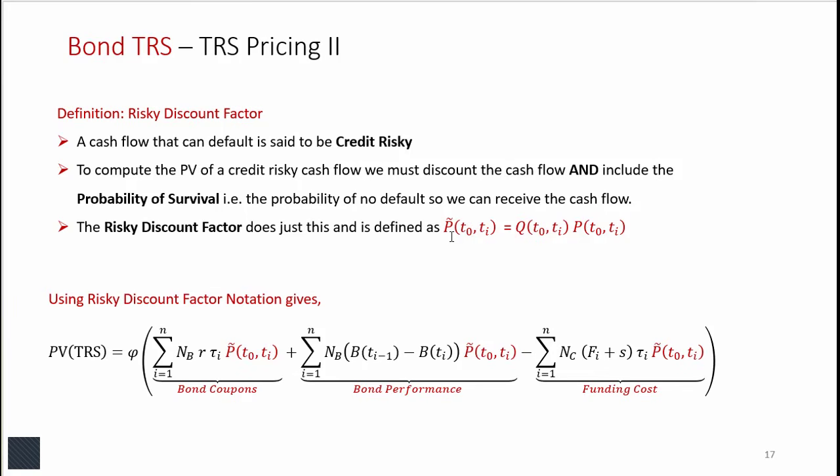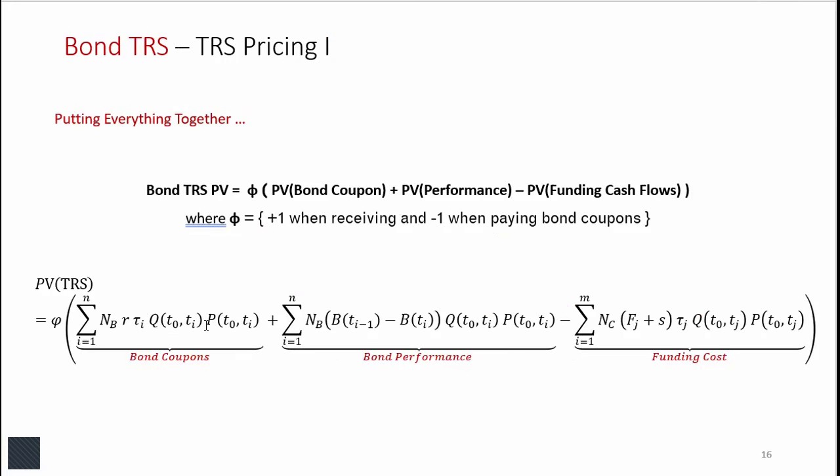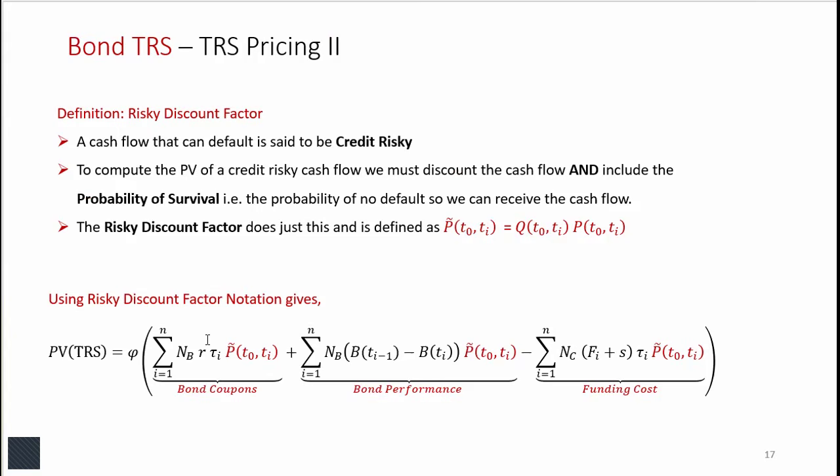Sometimes you see P hat. And we call that the risky discount factor. It just means the discount factor scaled by the probability of survival. So when we're looking at cash flows that are dependent on survival, we can use this risky discount factor. The formula is exactly the same, but we just use this P tilde instead of writing out Q's and P's separately. So just to make you aware of that notation, in case you see it in the literature.